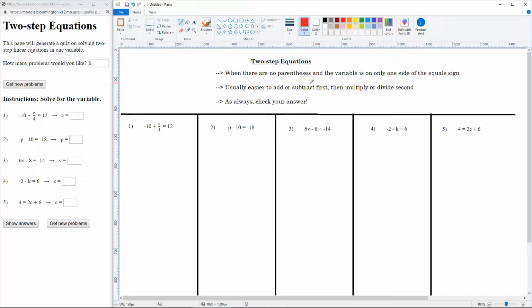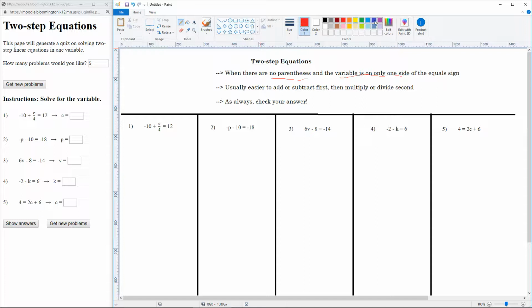For these two-step equations, you can do a two-step equation if there are no parentheses and the variable is on only one side of the equal sign. Every single one of these has that: no parentheses, and the variable only on one side of the equal sign.